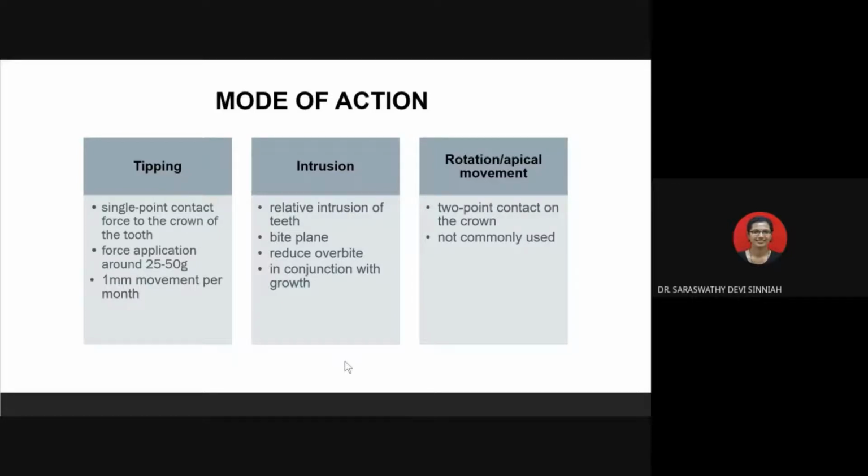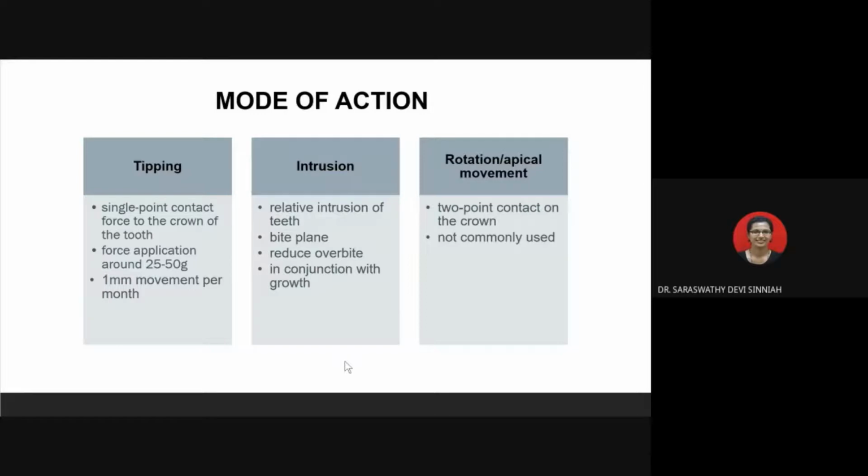Intrusion occurs via relative intrusion of groups of teeth, which can be achieved by contact with an appliance fitted in the opposing arch. When a bite plane is incorporated, an intrusive force is generated on the teeth that contact the bite plane. The amount of true intrusion is small, and the overbite reduction is mainly due to eruption of the posterior teeth.